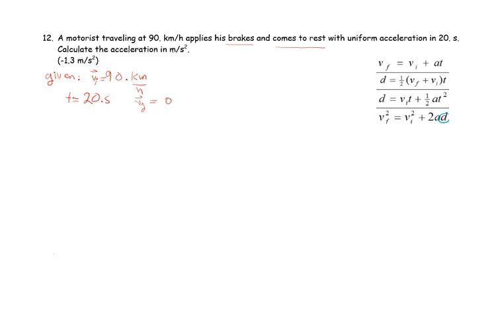Now, before I put the units, look at this. We want the acceleration in meters per second squared. We have the time in seconds, and we have the velocity in kilometers per hour. So we need to convert the kilometers per hour to meters per second, so we can actually solve it. This is probably the easiest way to do it. It's not the only way.